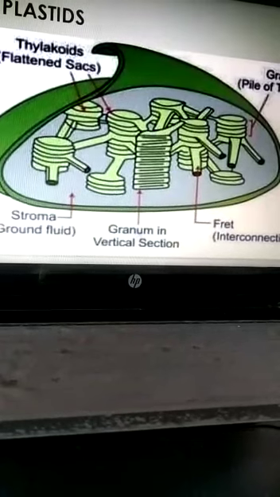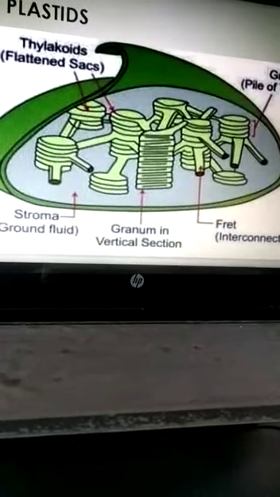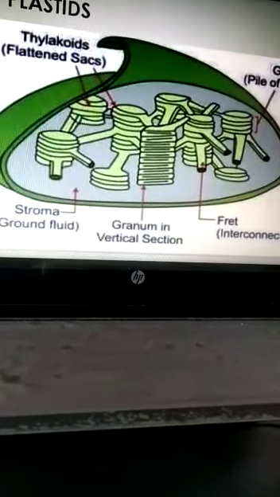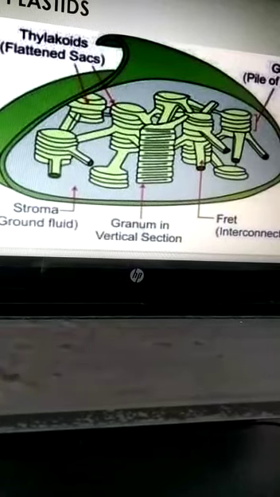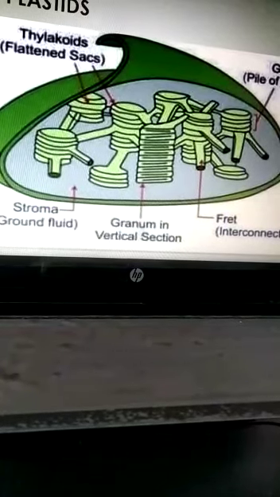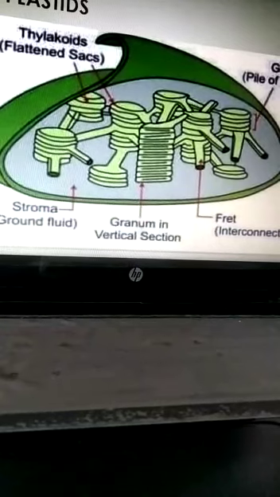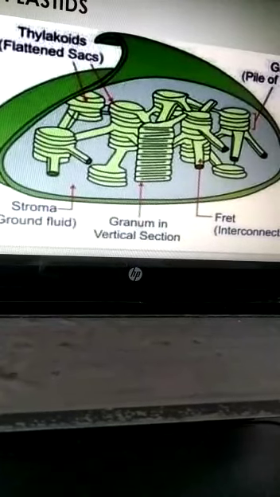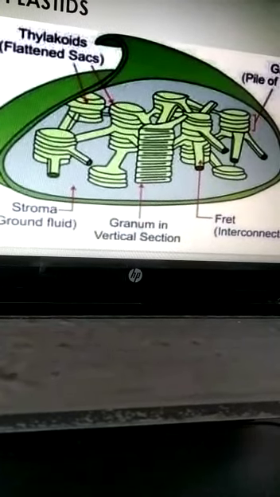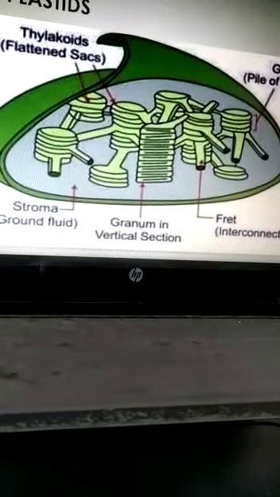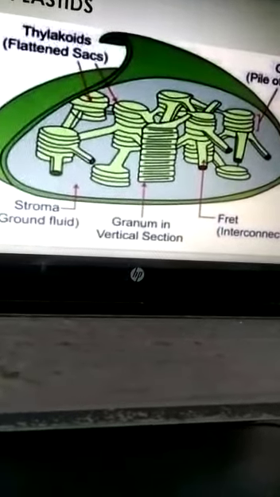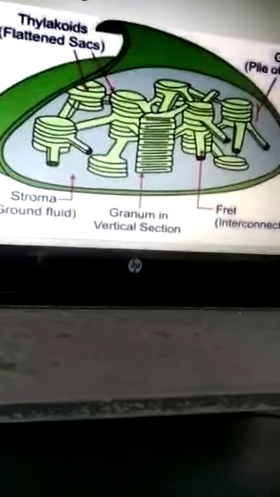Third is the chloroplast. Chloroplasts are green colored plastids found in leaves. The green color is due to the presence of the green colored pigment chlorophyll. Now we will study the structure of chloroplast in detail.